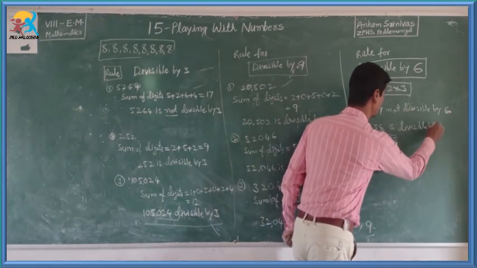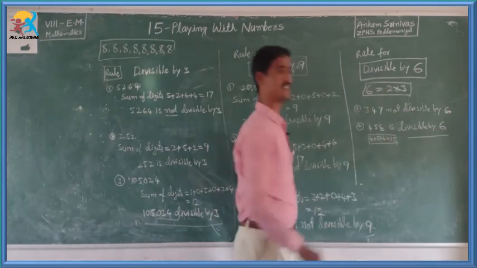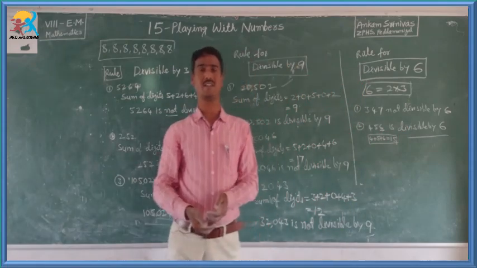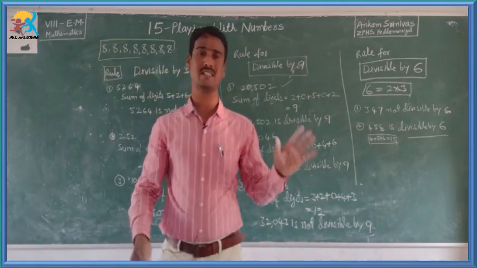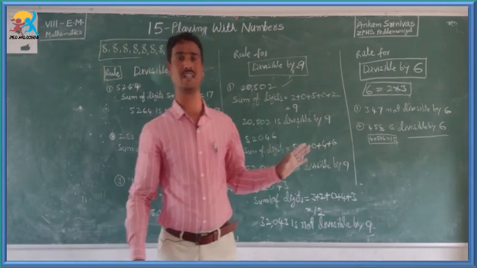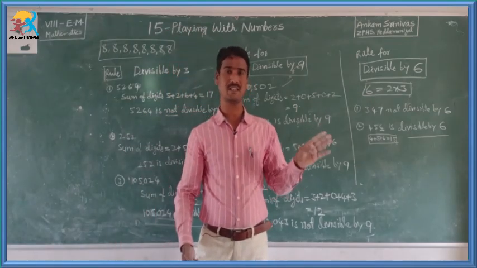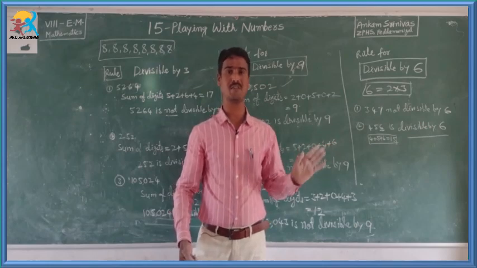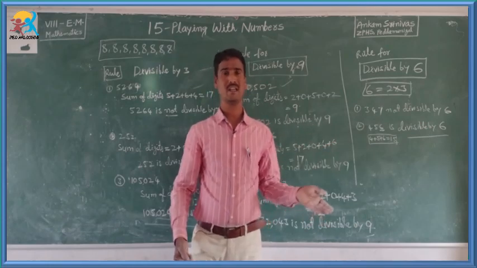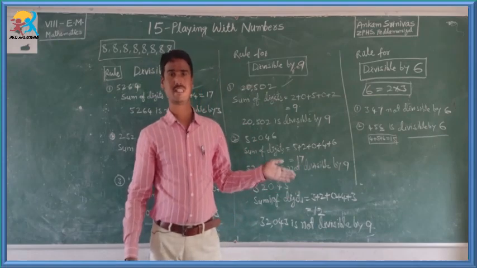So my dear children, to check whether a given number is divisible by 6 or not, you have to check whether the given number is divisible by 2 or not, and also divisible by 3 or not. If a given number is divisible by both 2 and 3, then that number is divisible by 6.